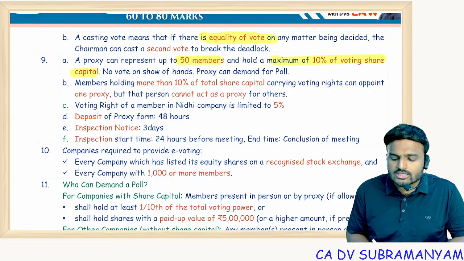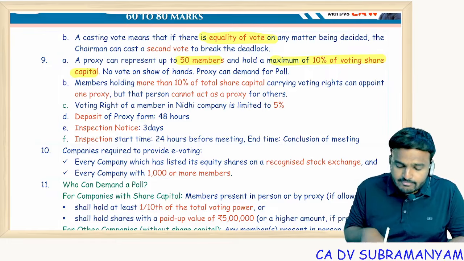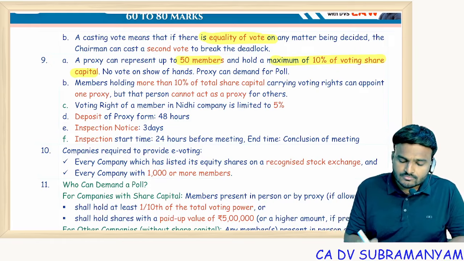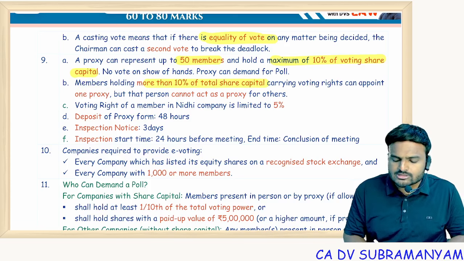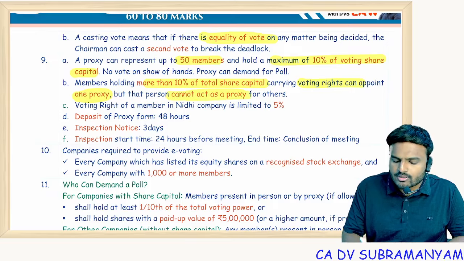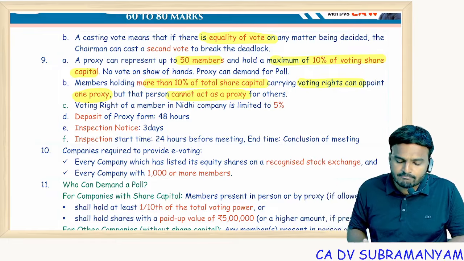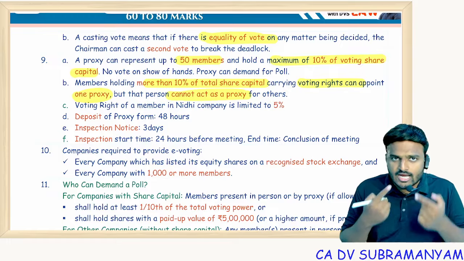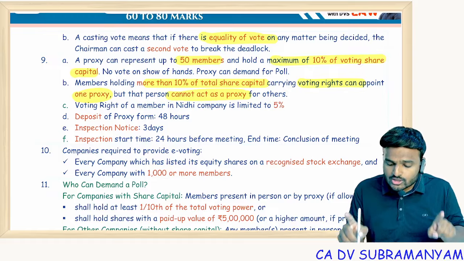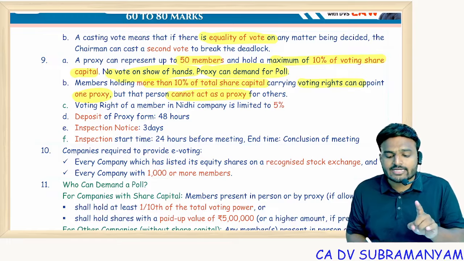Proxy. A single person proxy can represent up to 50 members and hold a maximum of 10% of voting share capital. Getting my point? Either condition: either 50 members or maximum 10% of the paid up share capital. That's it. Any member holding more than 10% of the total share capital carrying voting rights can appoint one proxy, but the appointed proxy cannot represent other members of the company. Proxy has no right to speak, and cannot vote under show of hands. No vote on show of hands. Proxy, of course, can demand a poll.